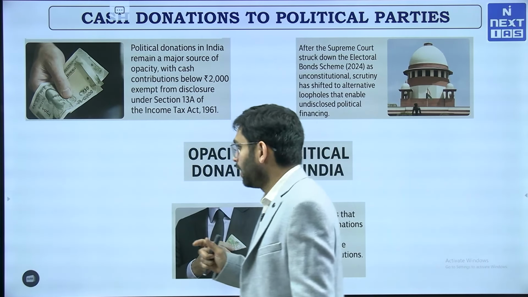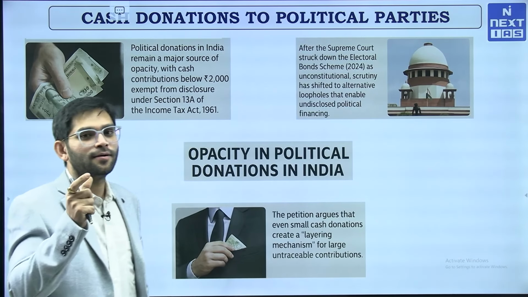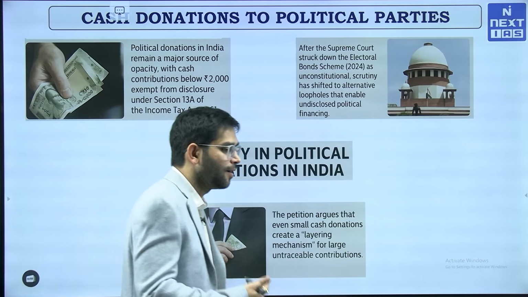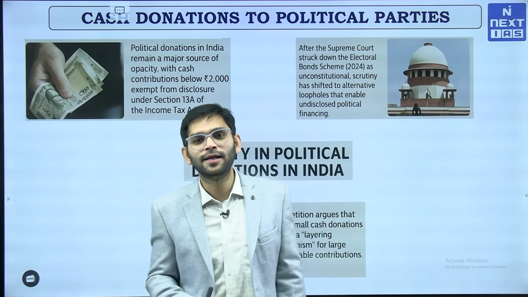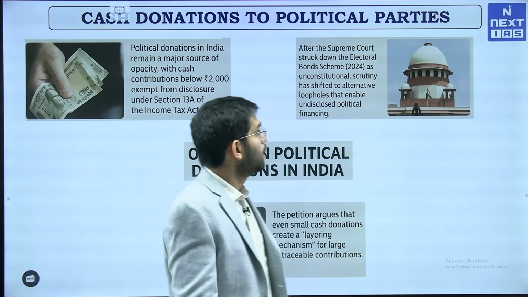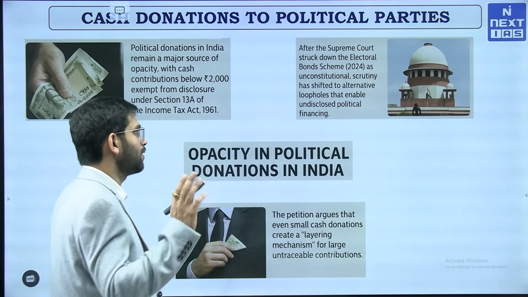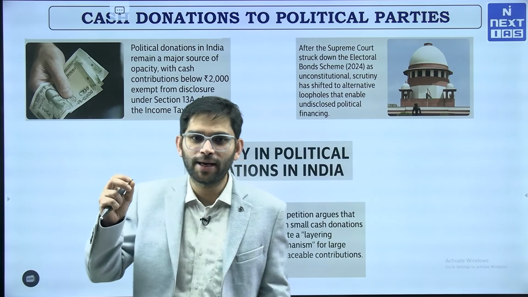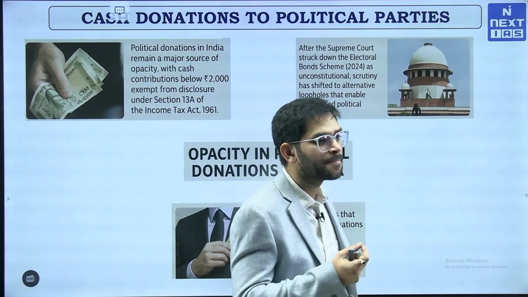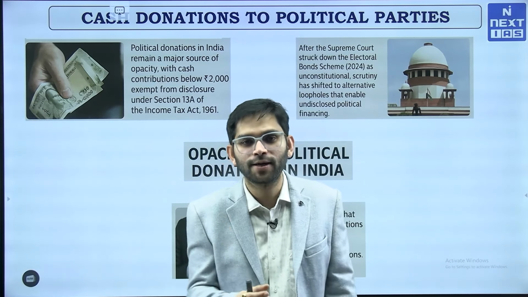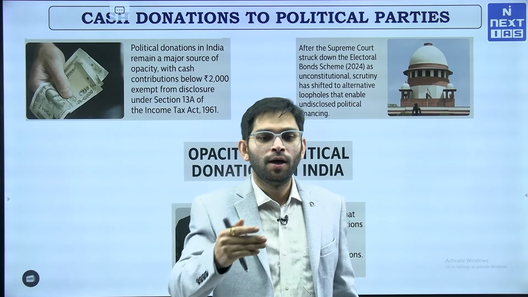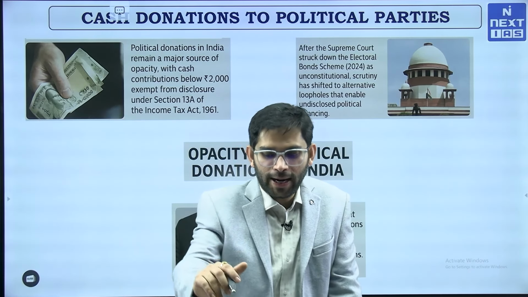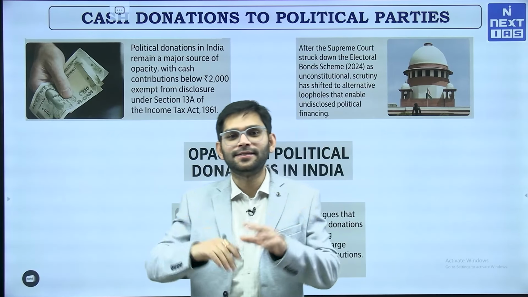Now, when 2000 rupees cash has been exempted from disclosure, you will see that most of the political funding is coming from tickets of less than 2000 rupees. After the Supreme Court struck down the electoral bond scheme in 2024, you need not be reminded that the scheme was completely quashed, as it was affecting the right to know when you are voting. You have a right to know how the party you are voting for is getting money, and the electoral bond scheme was creating opacity.